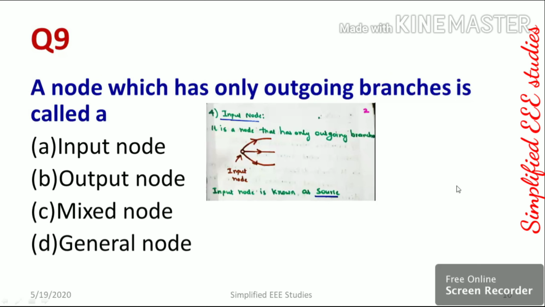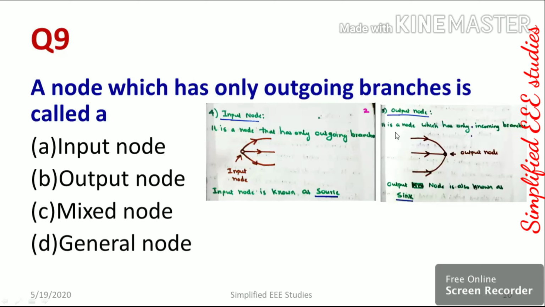So let me move on to output node. It is a node which has only incoming branches. These are the incoming branches: incoming branch 1, incoming branch 2, incoming branch 3. This node only has incoming branches. So this type of node is known as an output node. The output node can be called a sink or sink node.